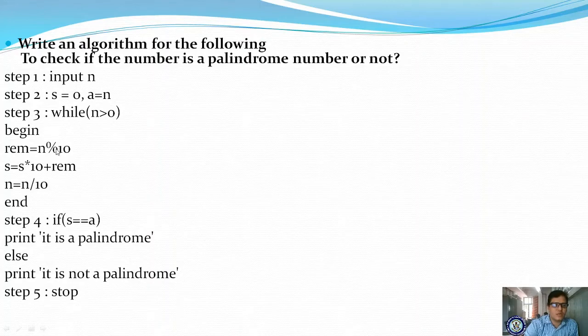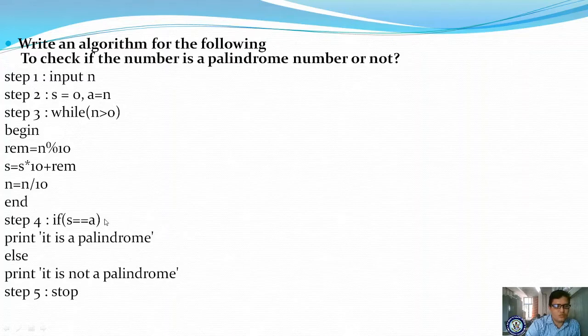1 modulo 10, the value is 1. So already in s it consists of 11 into 10, 110 plus 1, 111. Okay, in s it will store 111. n is equal to n by 10. 1 by 10 is 0. Okay, yes. So now the new value of n is 0. 0 greater than 0, condition false. It will come to step 4.